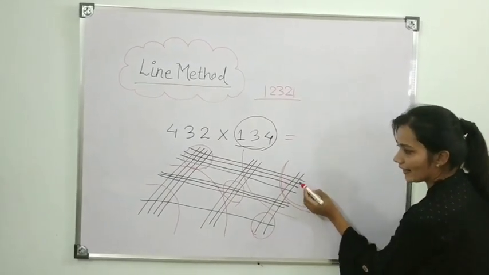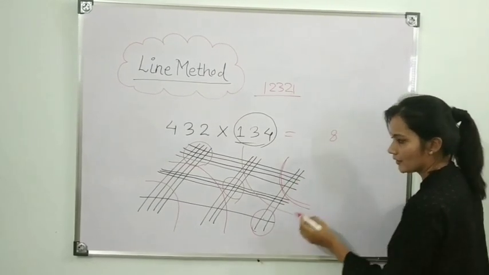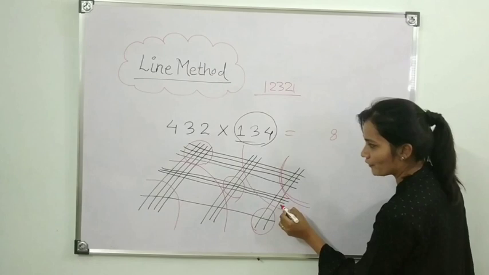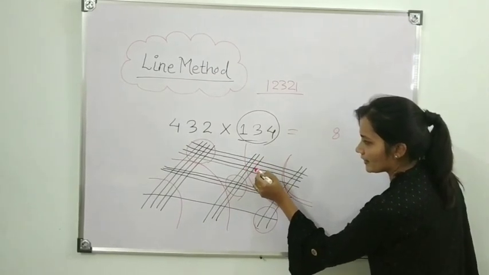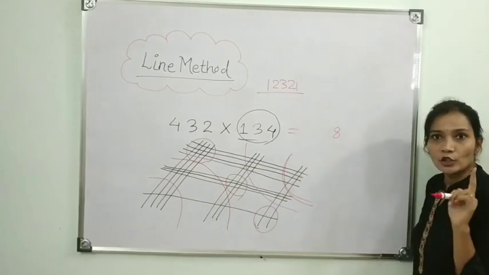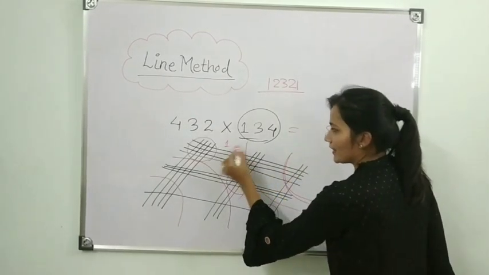Now let us calculate this answer. It is intersecting at 1, 2, 3, 4, 5, 6, 7, 8. So here we will write 8. Then 1, 2, 3, 4, 5, 6, 7, 8, 9, 10, 11, 12, 13, 14, 15, 16, 17 and 18. Now, will you write 18? No. What you will write here is 8. And you will carry 1 to this section.